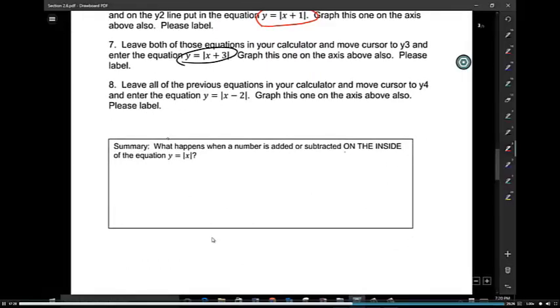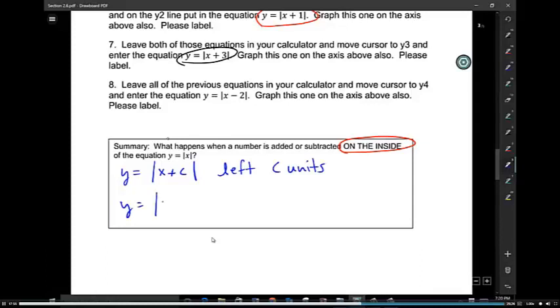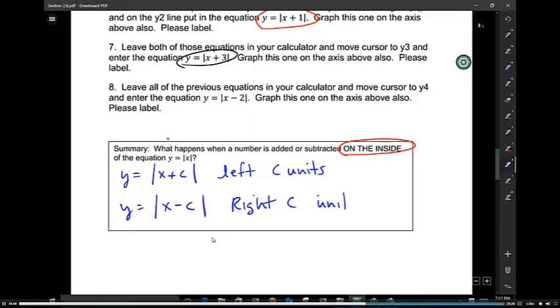Remember, this time we're talking about the number on the inside. So if we have y equals absolute value, and then on the inside we have a plus c, so on the inside you have plus 1 or plus 2 or plus 3, remember, that's the one that actually moved to the left, so left c units. And if we had x minus some number, that's the one that actually moved to the right c units. So if I had a minus 2 on the inside, it's going to go to the right 2 units. If I have a minus 5 on the inside, it's going to go to the right 5 units.